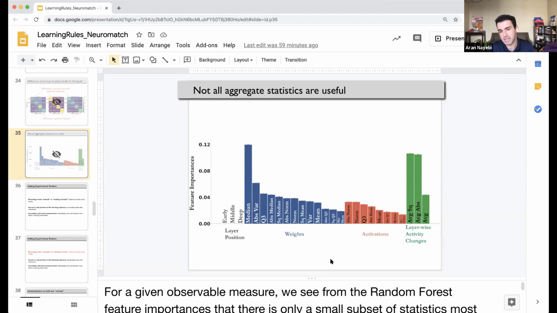And then finally, for the layer-wise activity changes, taking the square or the absolute value prior to computing this quantity seemed to be important. So magnitude, basically, rather than sign, seemed to be important there. But this is just from interpreting the random forest importances, which should be taken with some grain of salt as well.